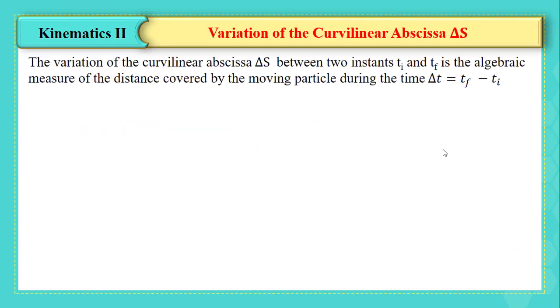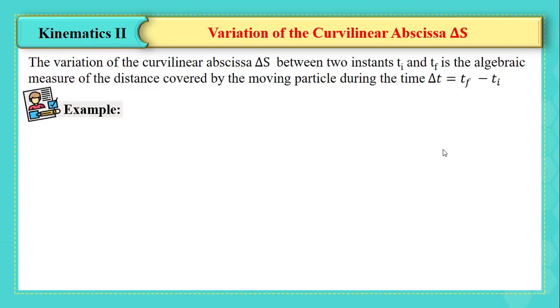Variation of the curvilinear abscissa delta S. The variation of the curvilinear abscissa delta S between two instants t initial and t final is the algebraic measure of the distance covered by the moving particle during the time interval delta t, tf minus ti.